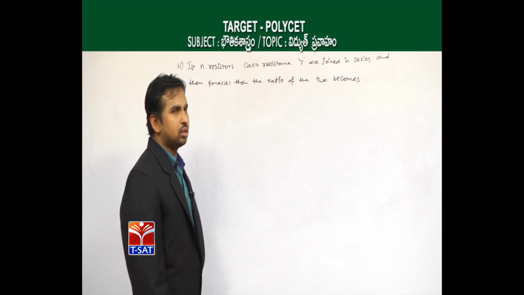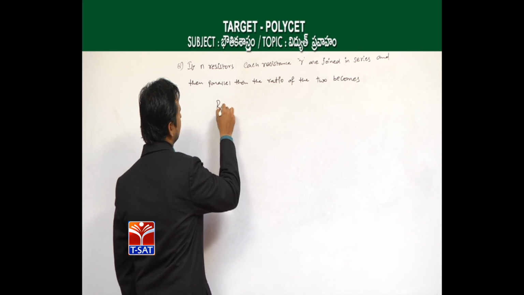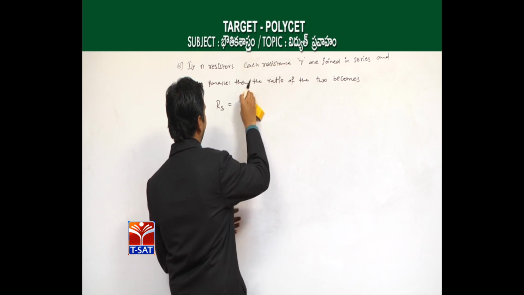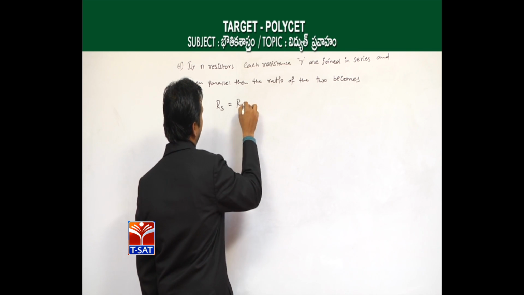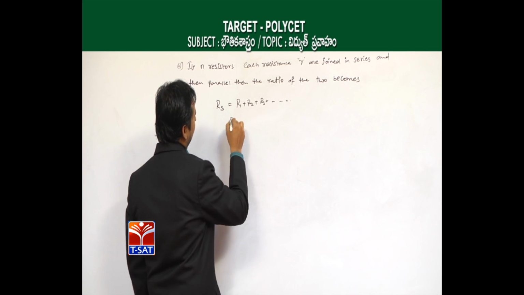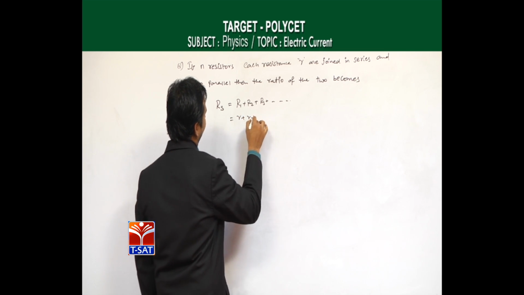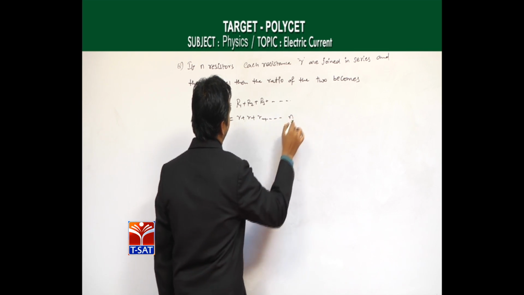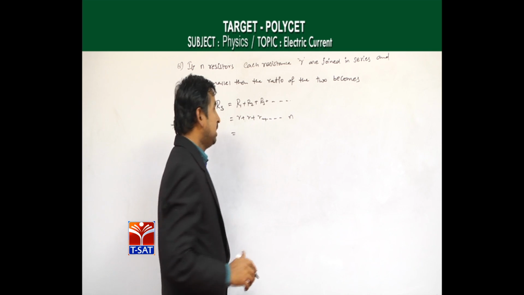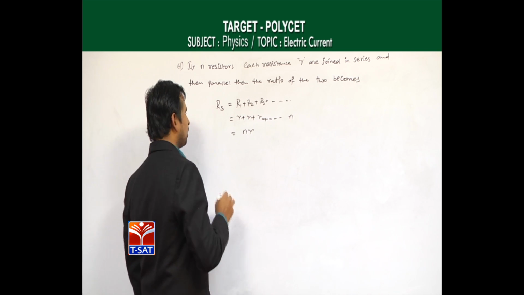See, with n resistors taken in series, the final Rs value is, according to our formula, R1 plus R2 plus R3 and so on. So it becomes R plus R plus R, n times. As we are adding the resistance R for n times, the final resistance becomes nR.